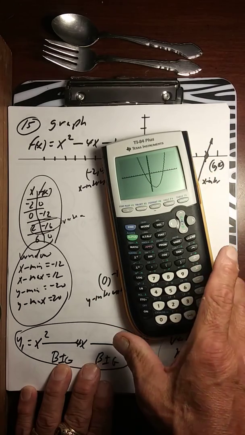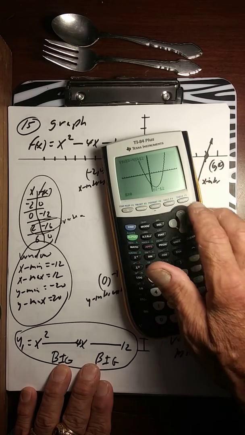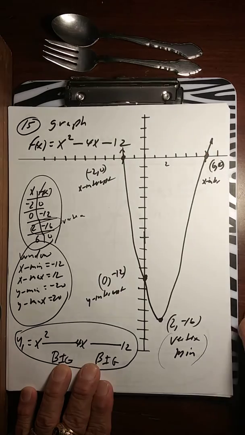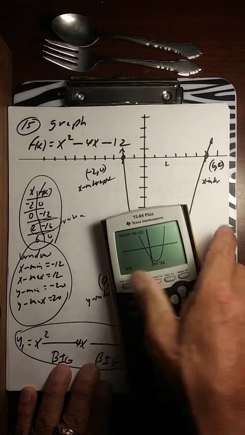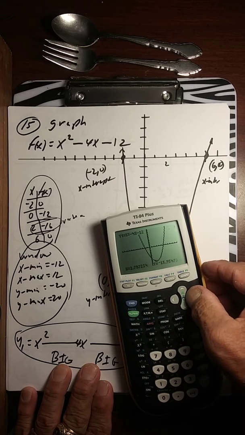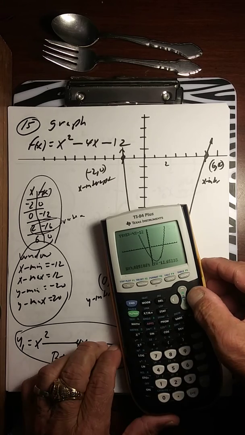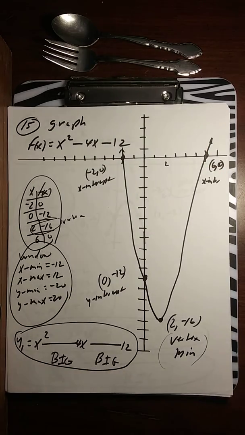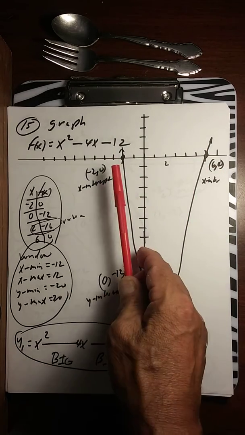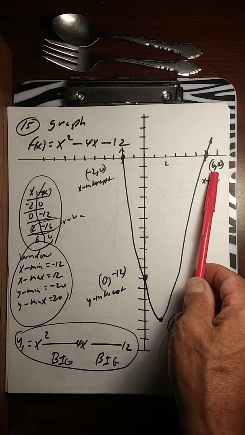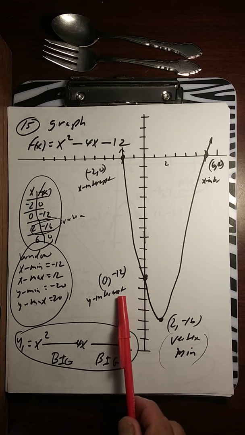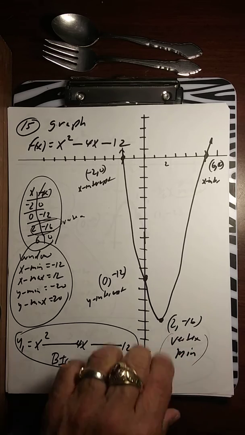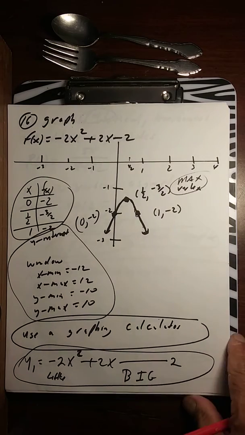So now, you can do a trace, I said. It'll give you some numbers here, like 0, minus 12, right there. And you can move it to the right, and you can move it up, and get you other points in there. Okay? All right, so now the graph looks like this. Negative 2, 0 is an x-intercept. 6, 0 is an x-intercept. 0, minus 12 is the y-intercept. Vertex is 2, minus 16. Using your graphing calculator.